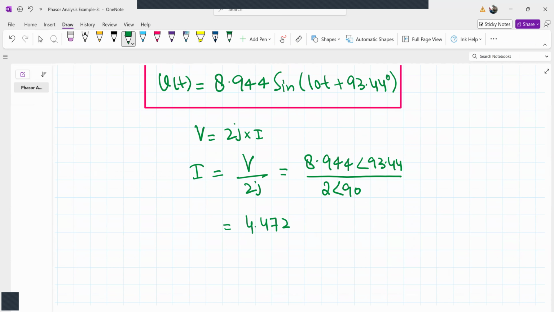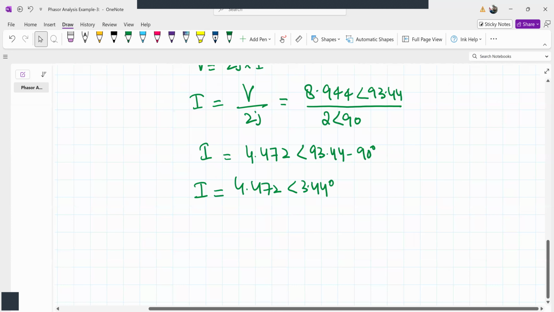Please check this one more time. Then 93.44 minus 90 degrees. We simply subtract the angles in division. So I will be simply equal to 4.472 at an angle of 3.44 degrees. So this is the phasor current.